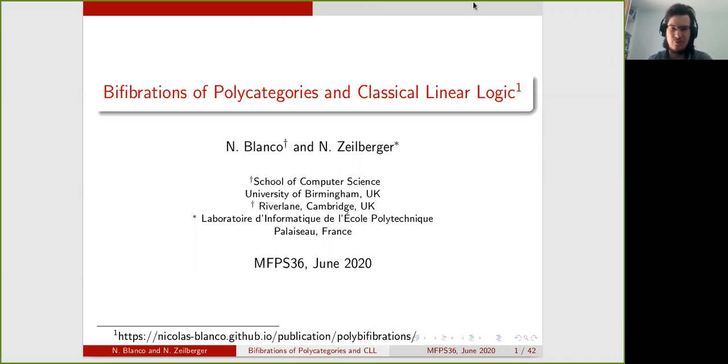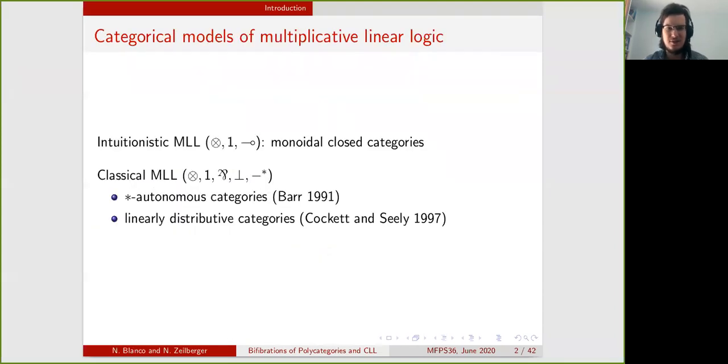So before going into the details of polycategories, let's first recall some context, and especially models of multiplicative linear logic. To model intuitionistic multiplicative linear logic, we can use monoidal closed categories. And for classical multiplicative linear logic, we can use star-autonomous categories that were introduced by Barr, or linearly distributive categories introduced by Cockett and Seely, where a linearly distributive category with duals is equivalent to a star-autonomous category.